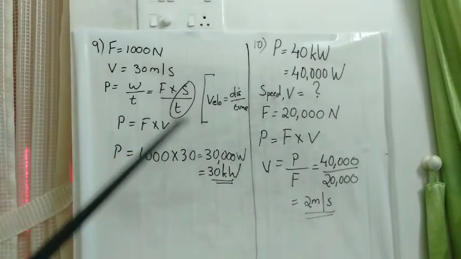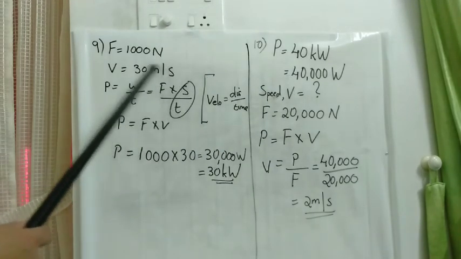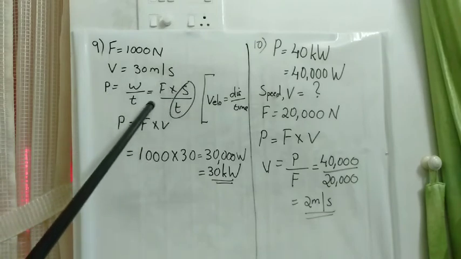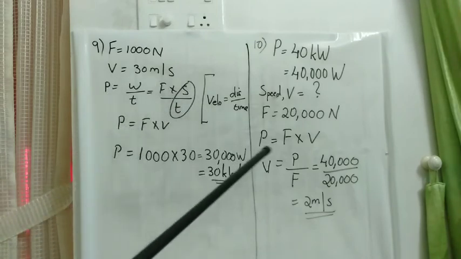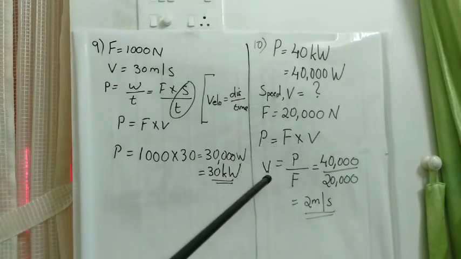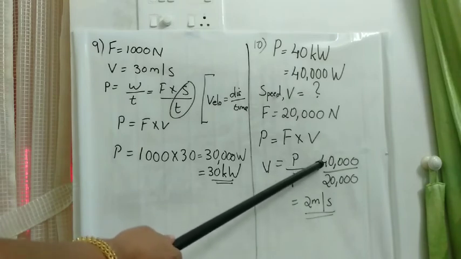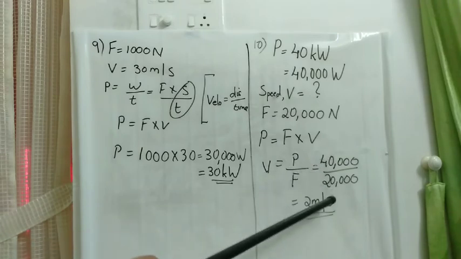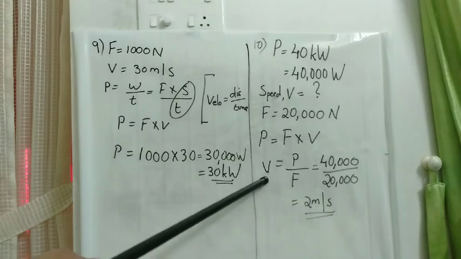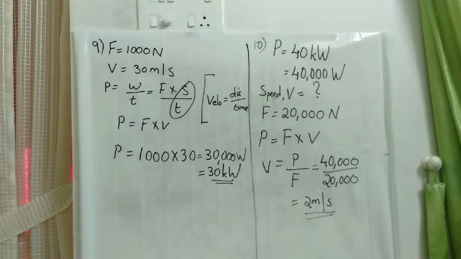So here we have the same formula. I am not again and again doing the derivation. Here we already studied power is force into velocity. So power is equal to force into velocity. So velocity will be power divided by force, that is 40,000 watt by 20,000 Newton. So you cancel it, and you will get the answer 2 meter per second. So the velocity of the pump is 2 meter per second.